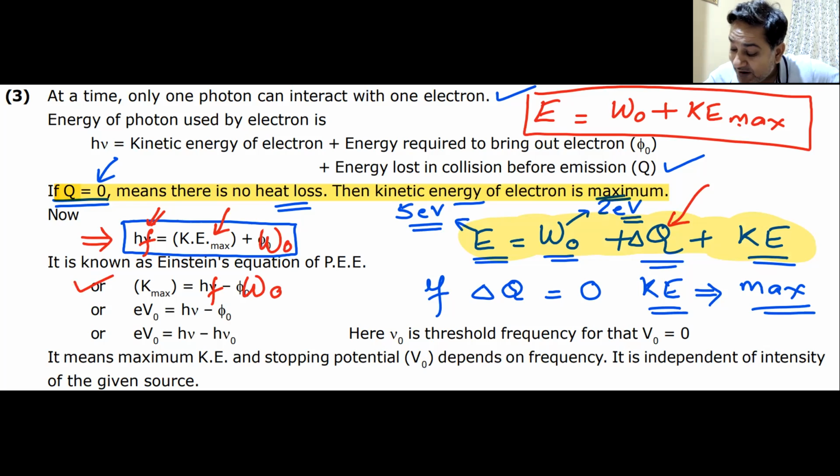Now this maximum kinetic energy can be written as E into V naught. Remember the formula that I told you? The maximum energy I need to stop must be equal to E into V naught, where V naught is the stopping potential. Do we understand this? Yeah, sir. The maximum kinetic energy of the photoelectrons is equal to E into V naught.